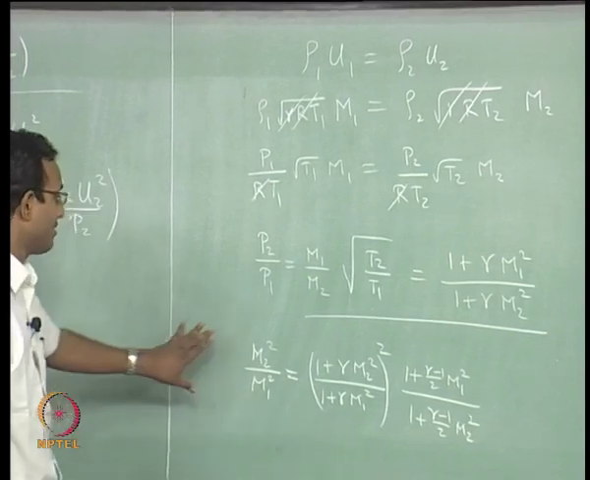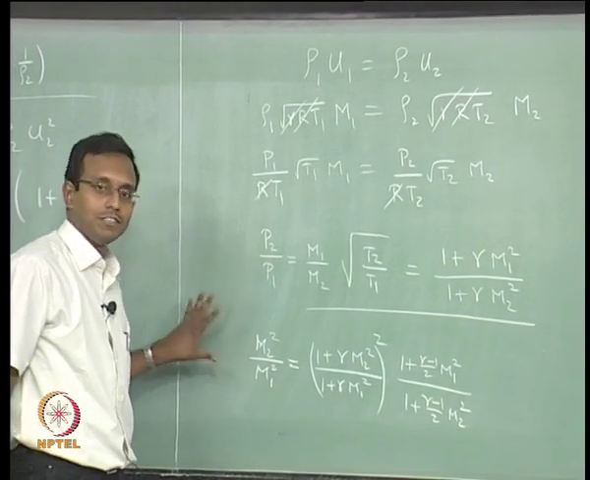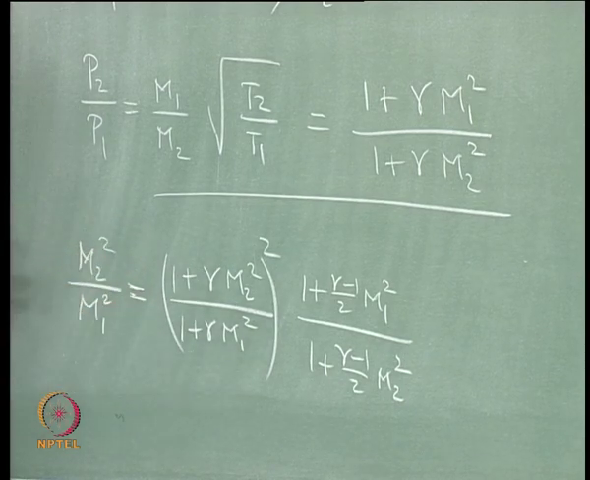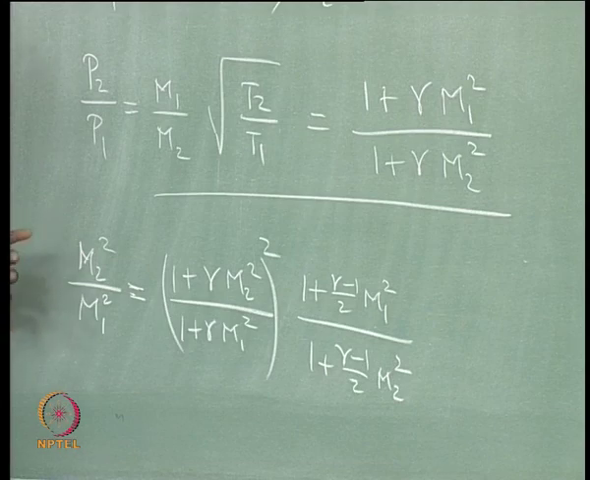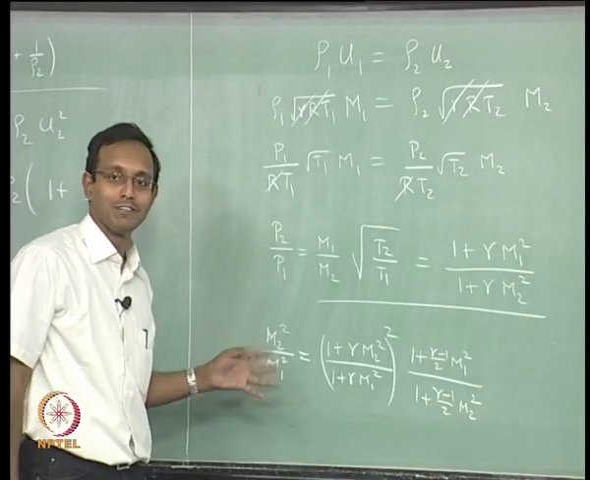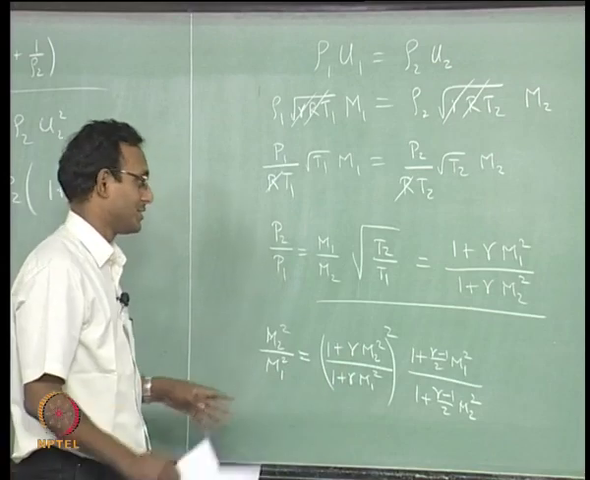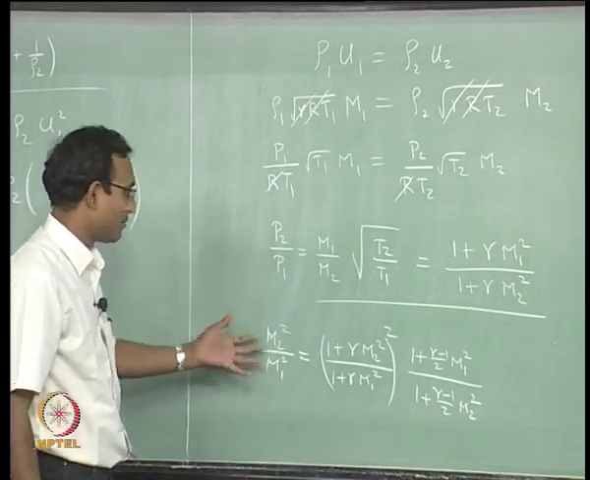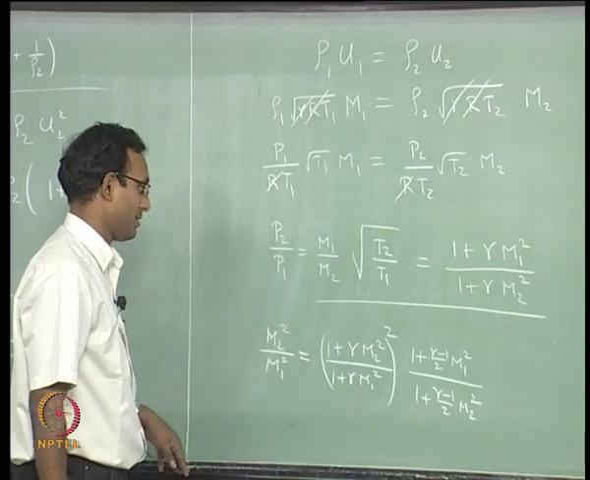So, I am finally having a relation just relating M1 and M2, which is what we wanted, but it is still not very simple. We have to simplify this such that I can write it as M2 equal to a function of M1 alone. That is the overall job and that is what we are going to do today. Okay. So, I have to solve for M2 in terms of M1 from here. What do I have to do?